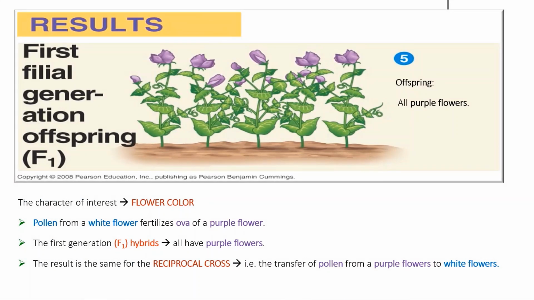The seeds will then grow into the F1 generation, and all of the offspring of the F1 generation will have purple flowers. The result is the same for the reciprocal cross, which involves the transfer of pollen from purple flower to white flower plants. So it means that this time, the male parent is the purple flower plant and the female parent is the white flower plant.